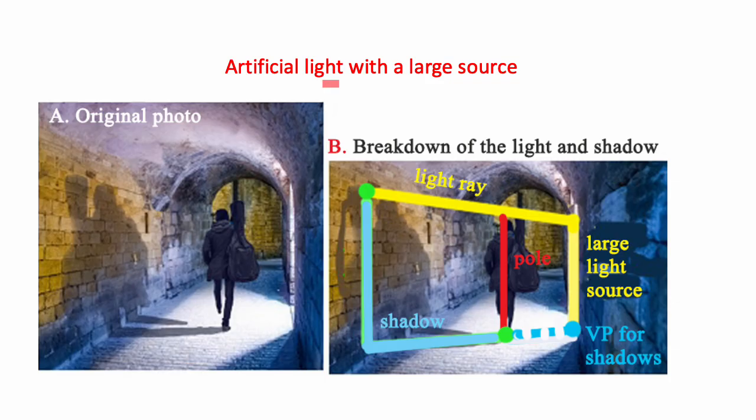This is an example of artificial light. Let's make this man a pole and then find his shadow. The light is a large light source, and it sends light rays across his head to the wall. Meanwhile, the vanishing point for the shadows is on the ground, vertically underneath the light, and it goes under his feet to the wall, and that gives us the shadow.